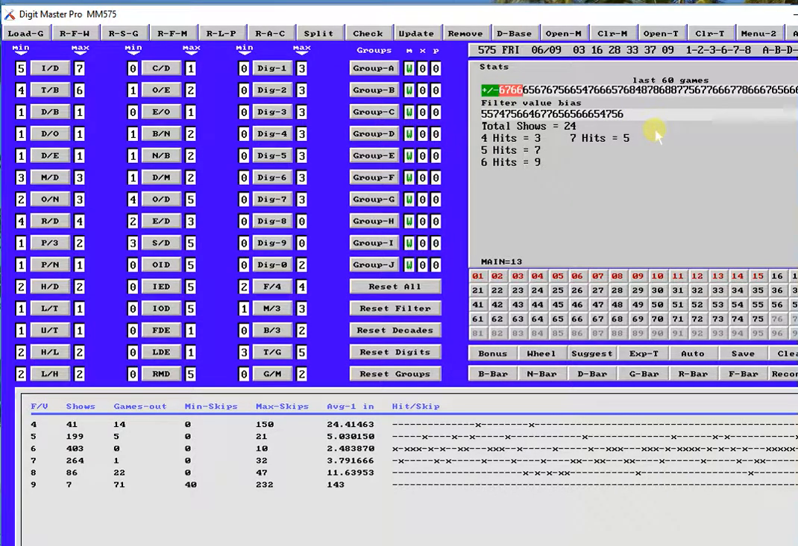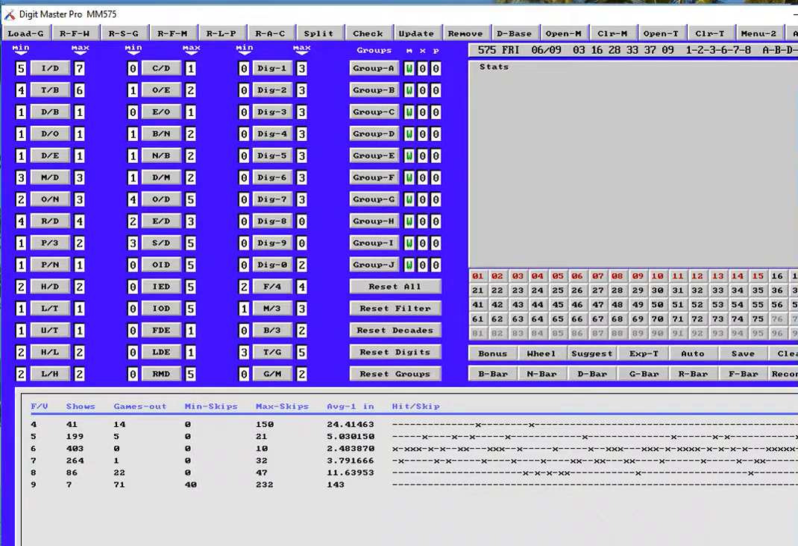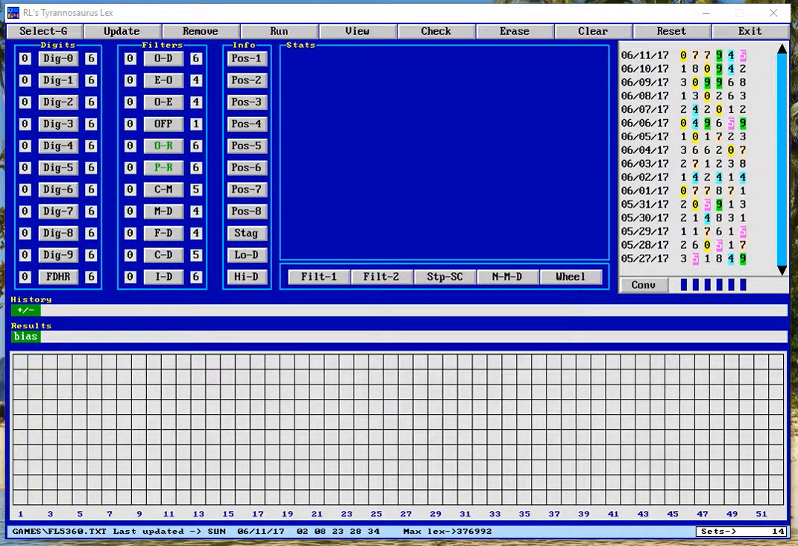So hopefully you understand that. Hopefully it makes some sense. I just rattled on forever. Hopefully I didn't confuse you and you do understand what's going on now as far as the bias. So there you go.